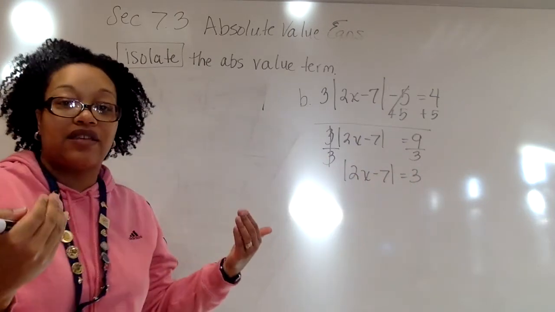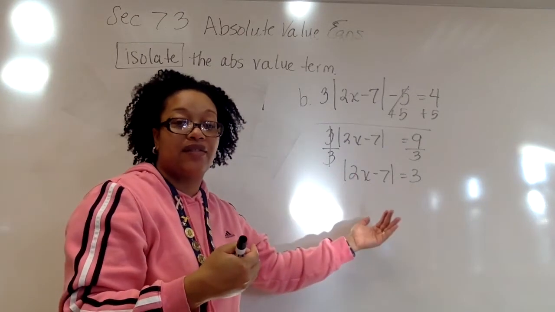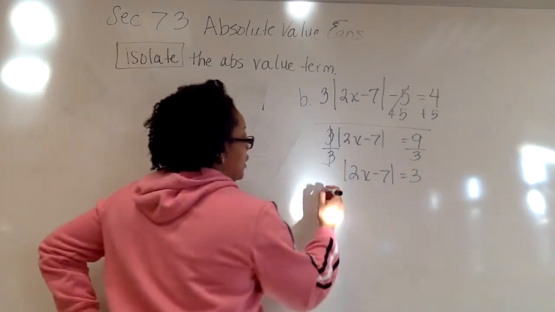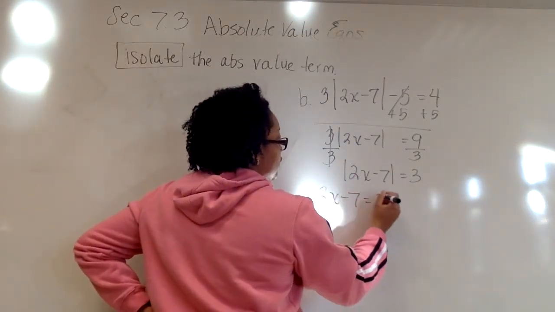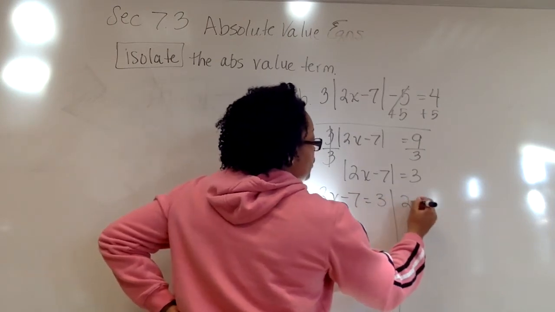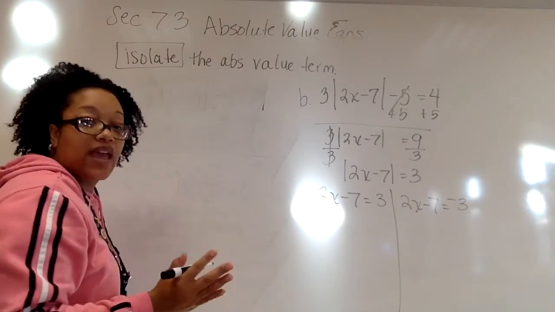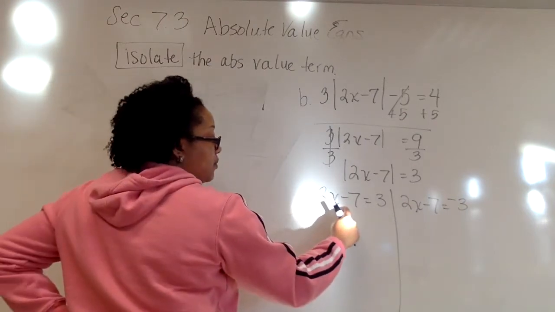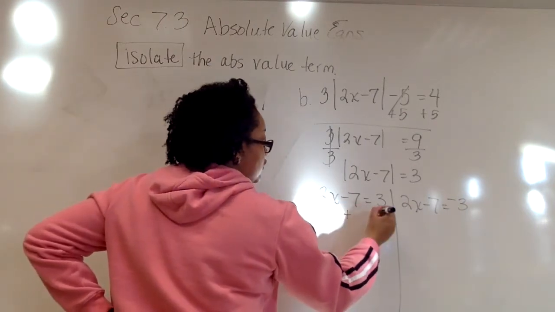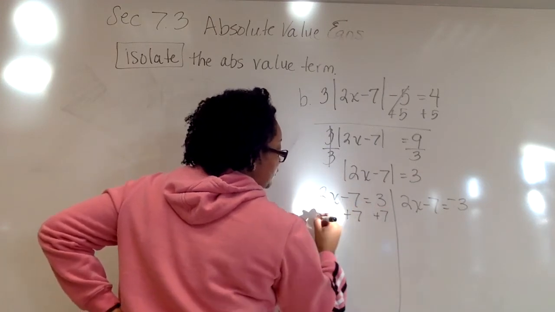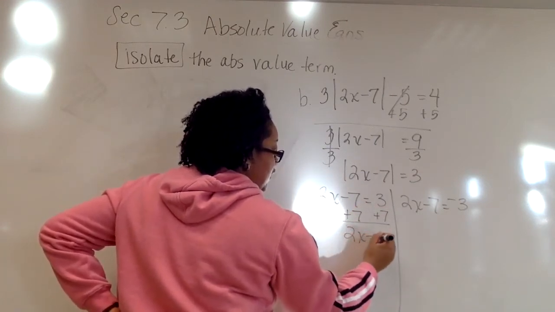Now you're ready to separate and set it equal to the positive 3 and the negative 3. That's 2x minus 7 equals positive 3. 2x minus 7 equals negative 3. All right, so the game plan is we're going to add 7 to both sides. So let's go ahead and do that with this one. 2x is equal to 10.